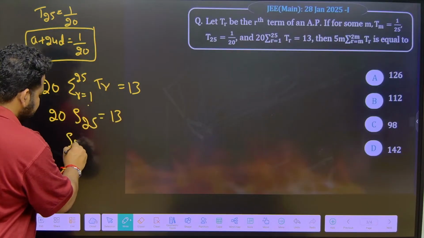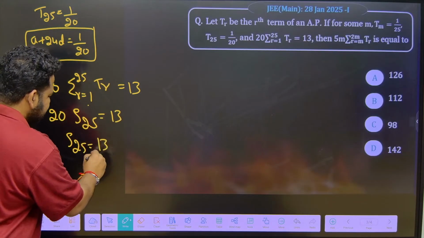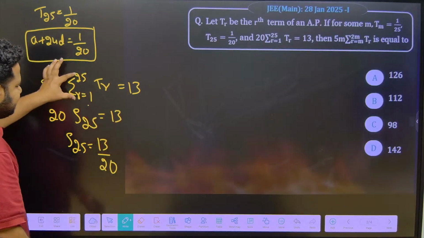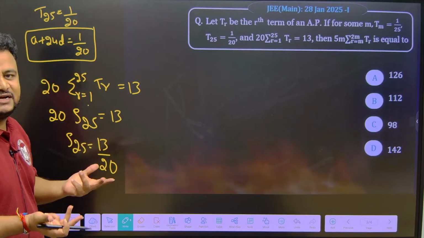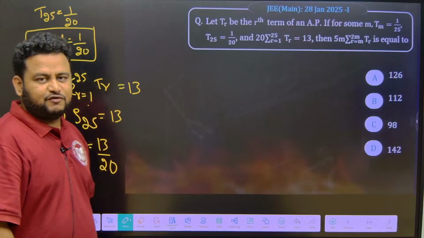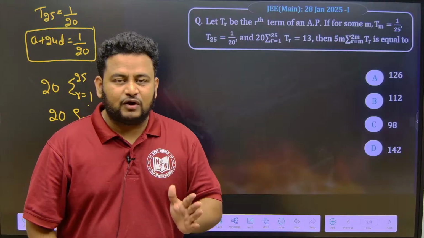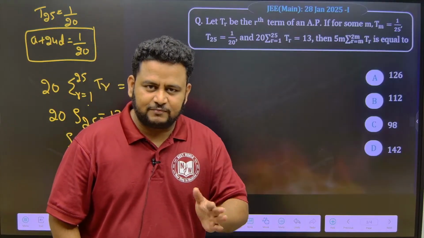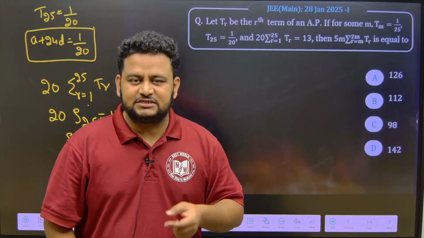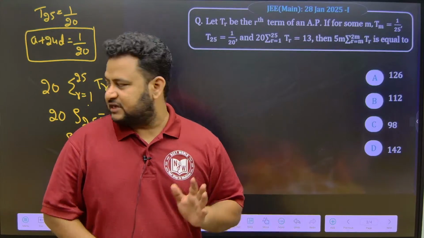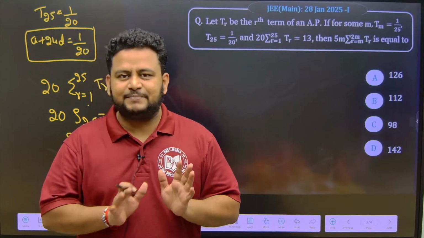Then definitely S25 will be equal to 13 by 20. So this is the thing. This summation is nothing but the sum of how many terms? Sum of 25 terms, the first 25 terms. Why am I saying first 25 terms? Because it is running from 1 to 25. Summation means it is nothing but the sum in the AP.